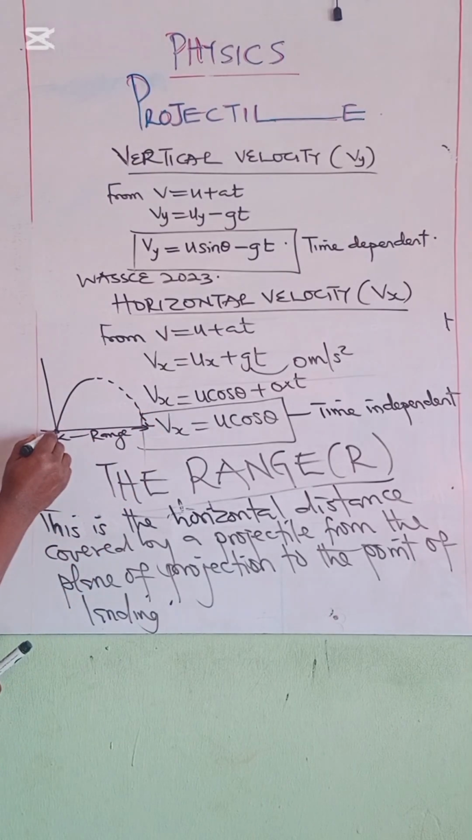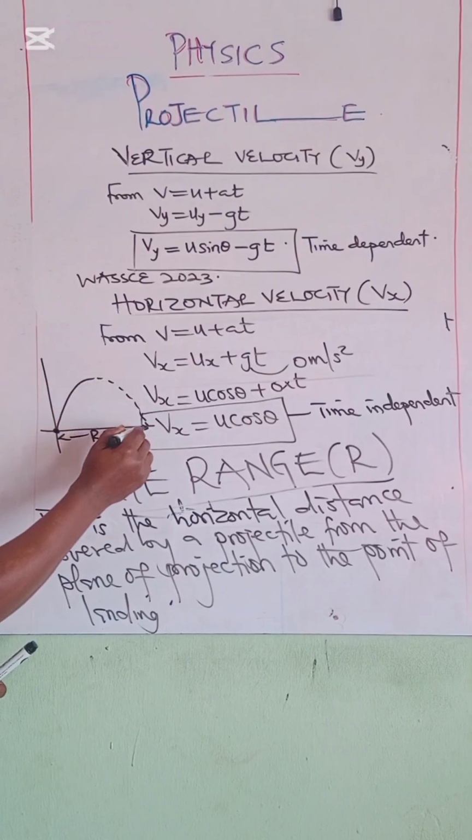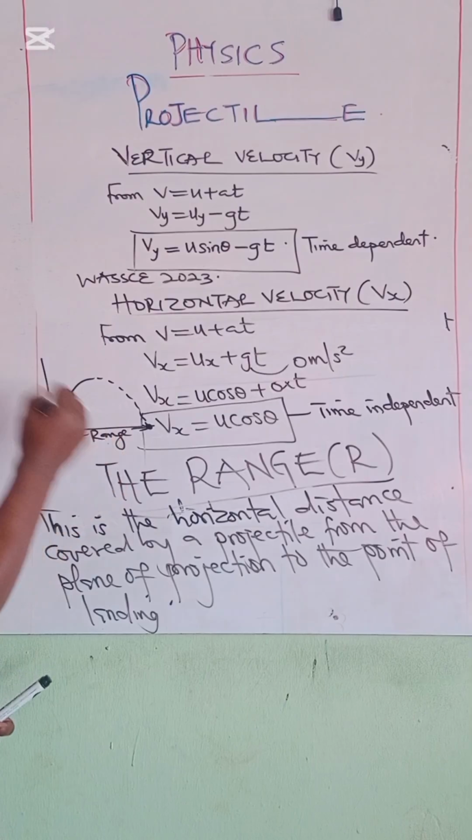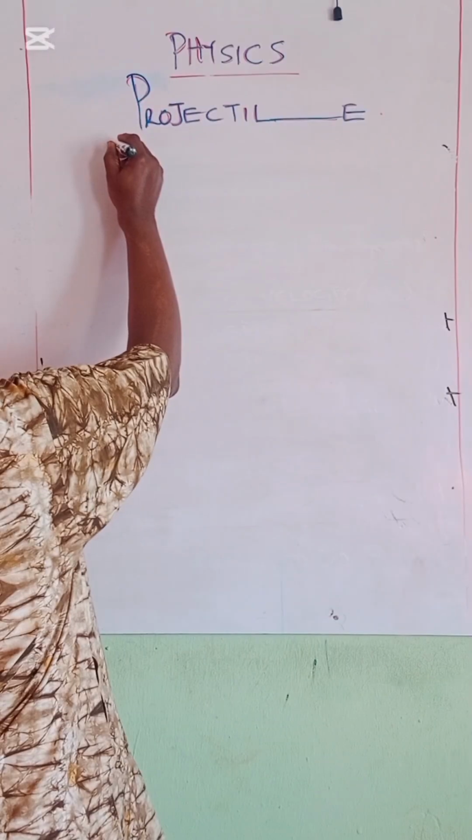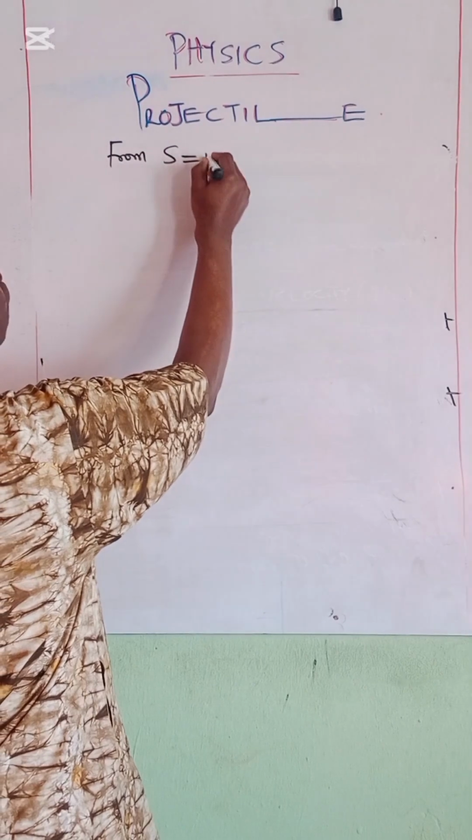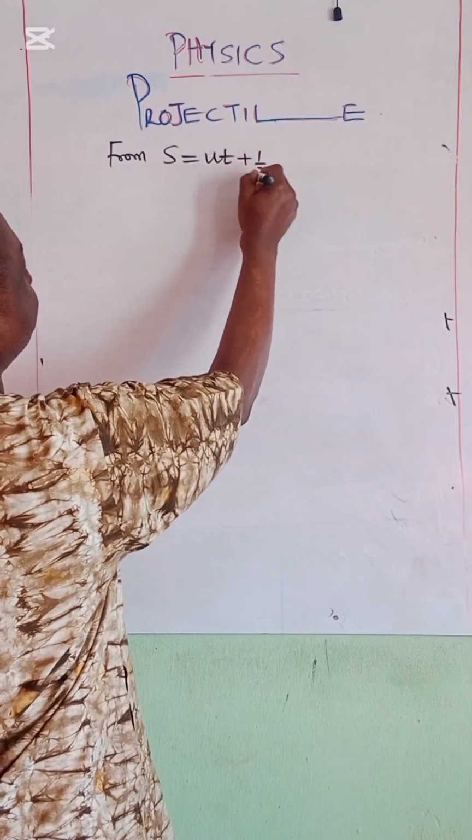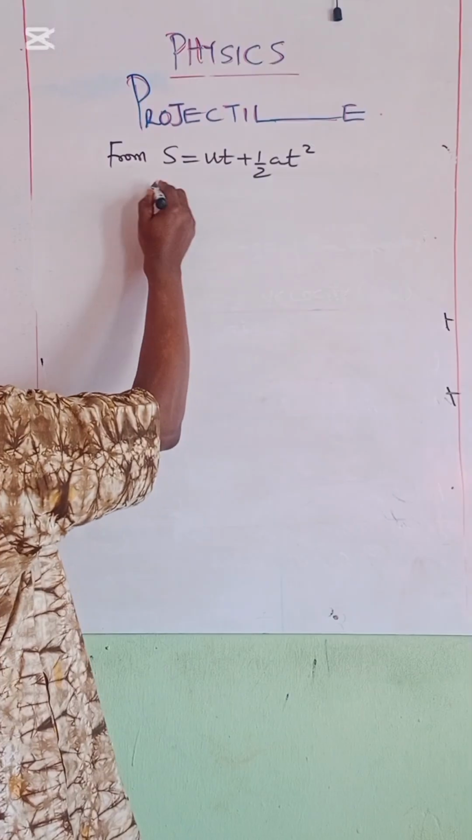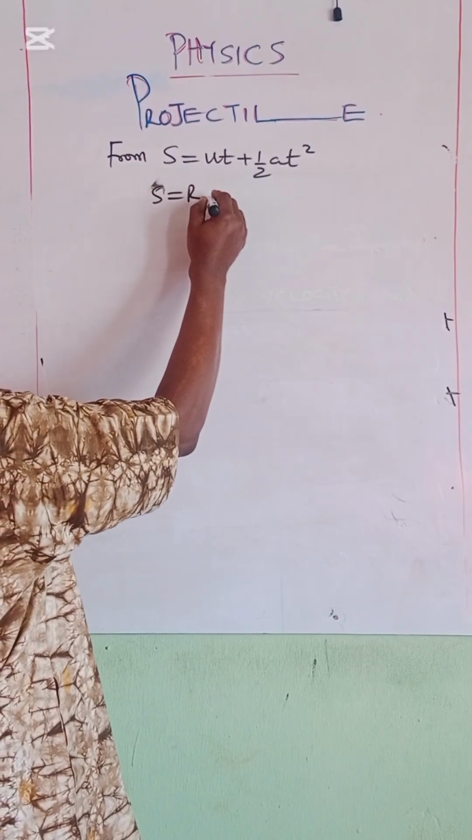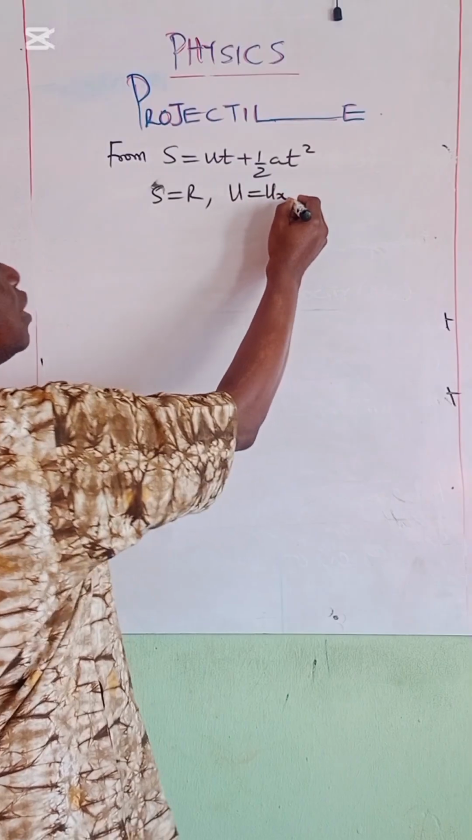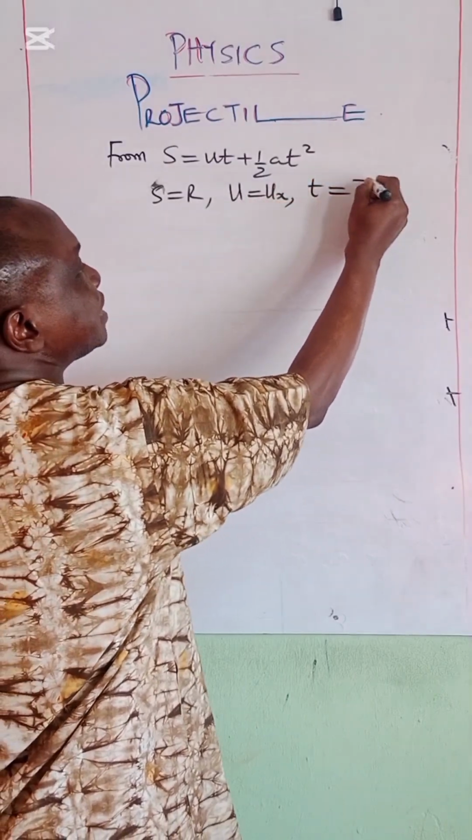This is the point or the plane of projection, and it lands here. So the horizontal distance from here to here is what we call the range. From S is equal to UT plus half AT squared, S we turn to R, U we turn to UX because we are dealing with horizontal, while T will be capital T.